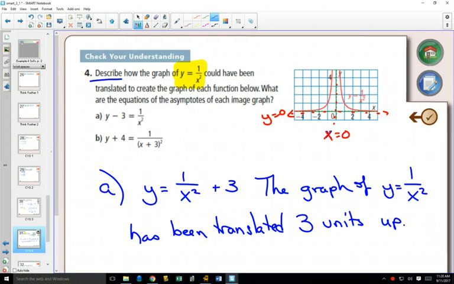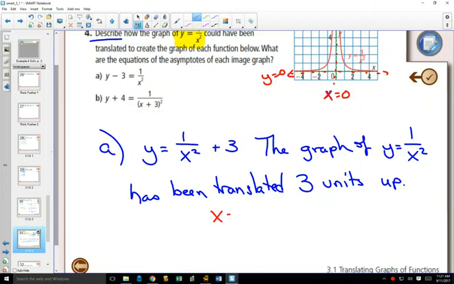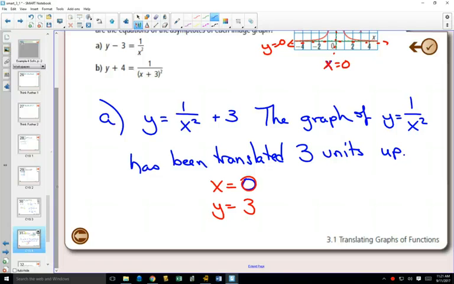If you translated things 3 units up, which asymptote changes, and which one stays the same? Here are our 2 asymptotes. One is x equals, one is y equals. Will the x equals 0 change? No. So it will stay at x equals 0. The y equals 0, the horizontal one, will change. It gets moved up 3, so now it's at y equals 3.